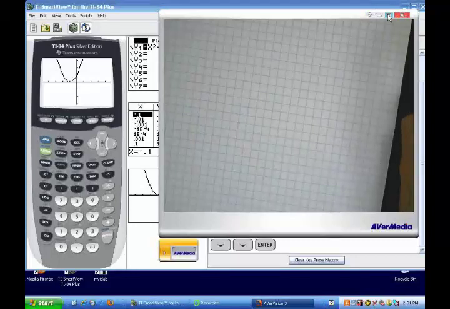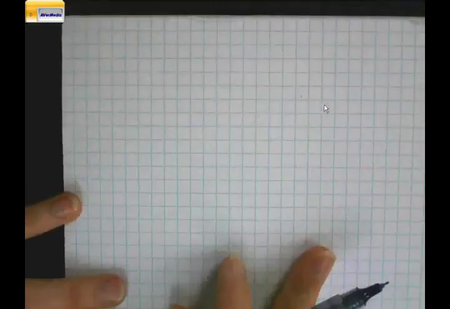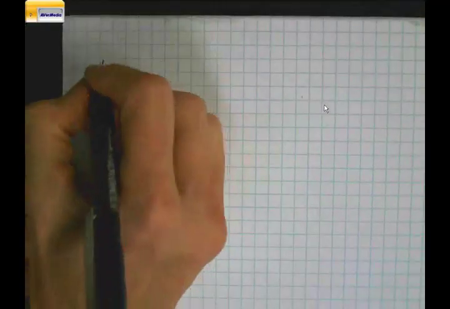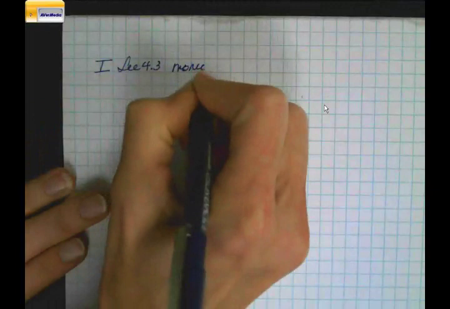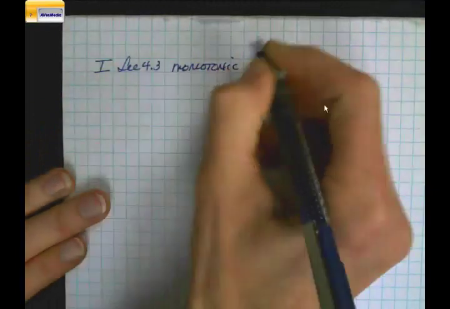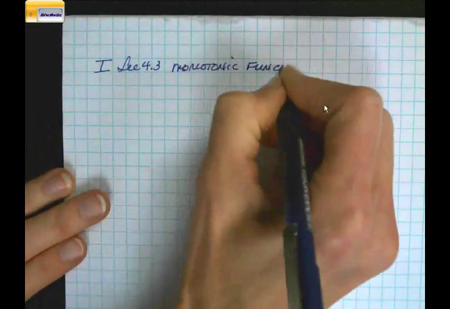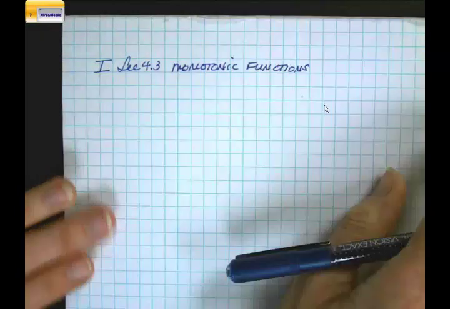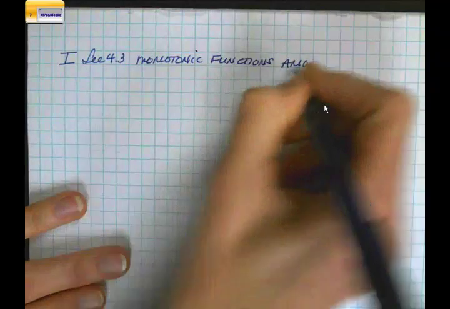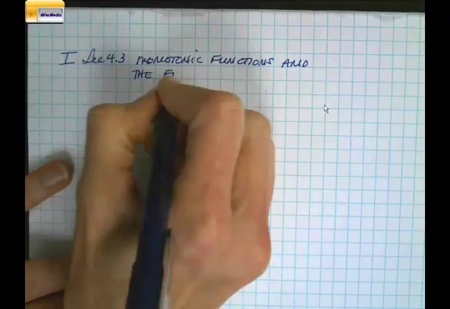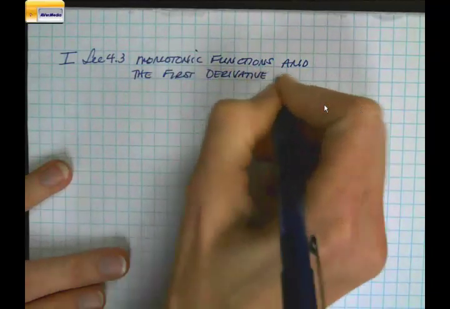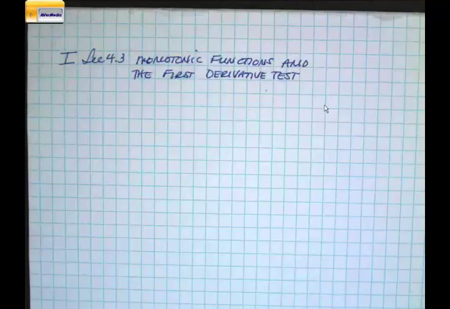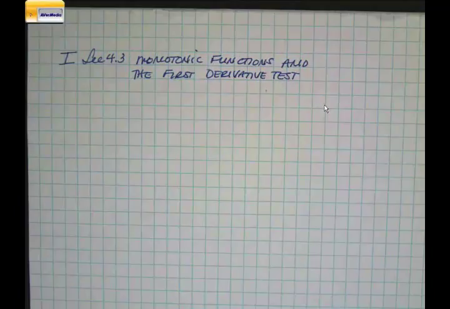Out section 4.3. It's a little less theory, a little more algebraic, a little more straightforward. So if all those corollaries and theorems were not making you happy, this will be a little bit of a comfort and relief for you. So this is monotonic, sounds like a disease, functions, and the first derivative test. Monotonic functions and the first derivative test. Sounds impressive.